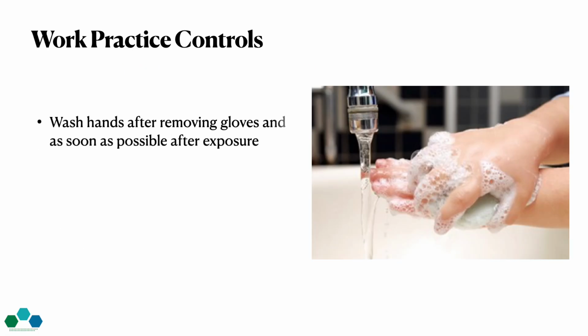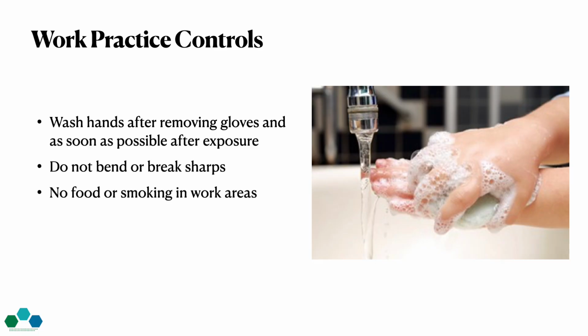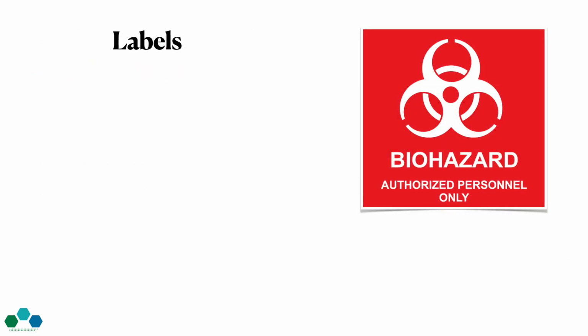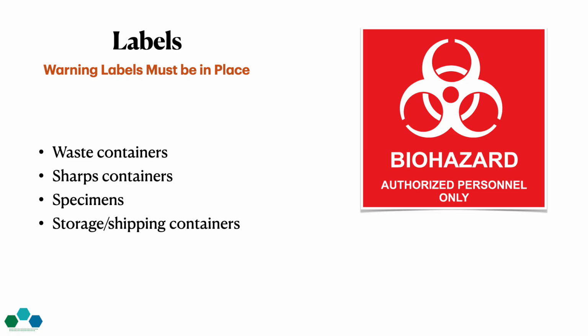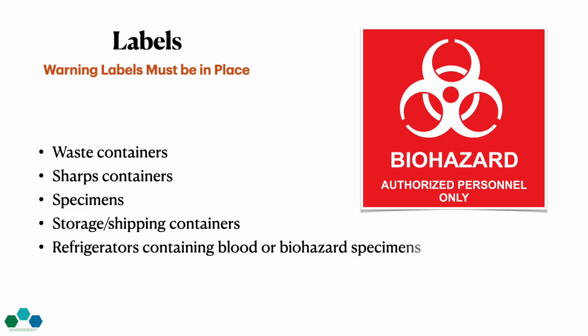Work practice controls include washing hands after removing gloves, do not bend or break sharps, and no food or smoking allowed in work areas. This will reduce the likelihood of exposure. Bloodborne pathogen contaminated products must be labeled. Labels must be on waste containers, sharps containers, specimens, storage or shipping containers, and on refrigerators containing blood or biohazard specimens.